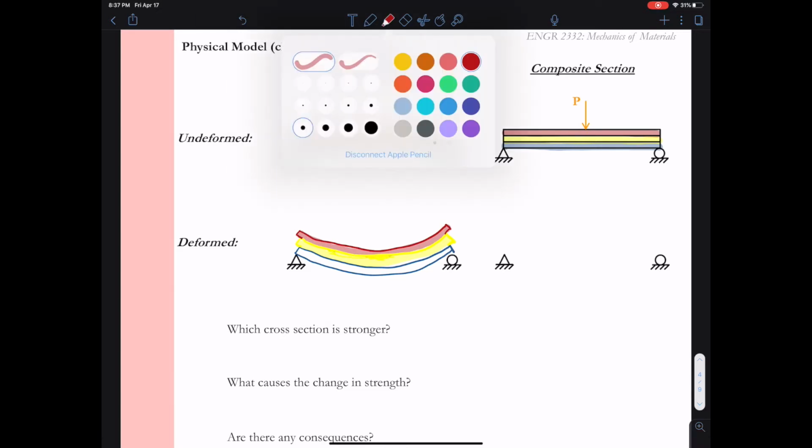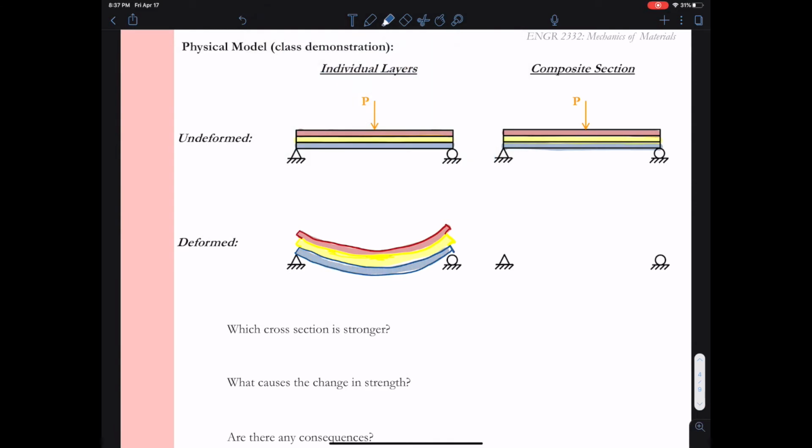So go ahead and sketch these in, and then I'll color them in. Then highlight that staircase motion on the left-hand side. And again, we get that sliding between the layers, because the beam is non-composite, so the layers will separate.